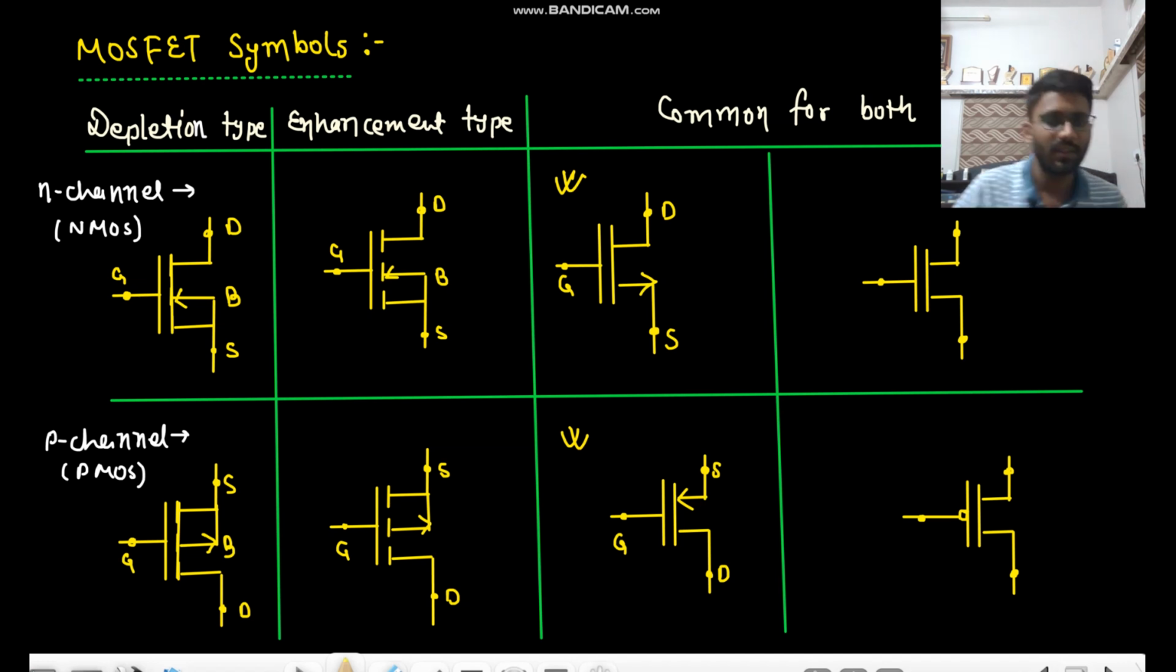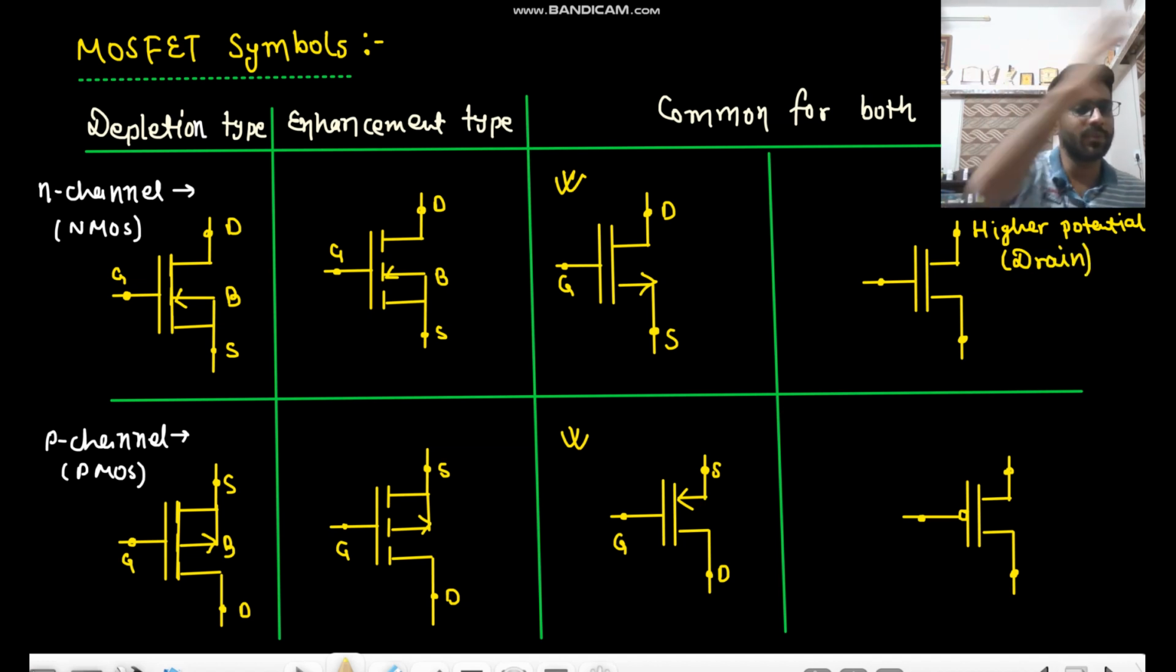Okay, higher potential. In case of PMOS, in case of NMOS, which one was at higher potential? We were applying VDS to be positive. VDS is positive. Source at 0, drain will be positive. So in case of NMOS, drain was at higher potential. So that would be drain, and that would be source, and that would be gate.